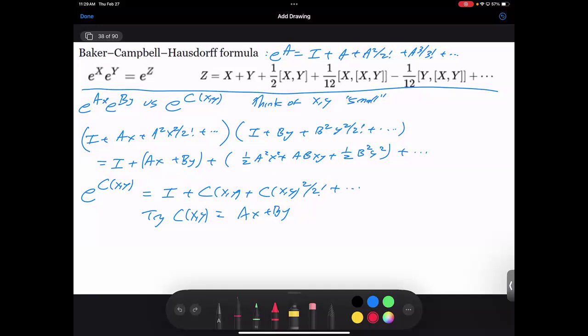So I think it's got to be ax plus by, but there could be more stuff. Right? And I have to look at all the things that could be of order 2. So maybe I have some constant, maybe c2x m.